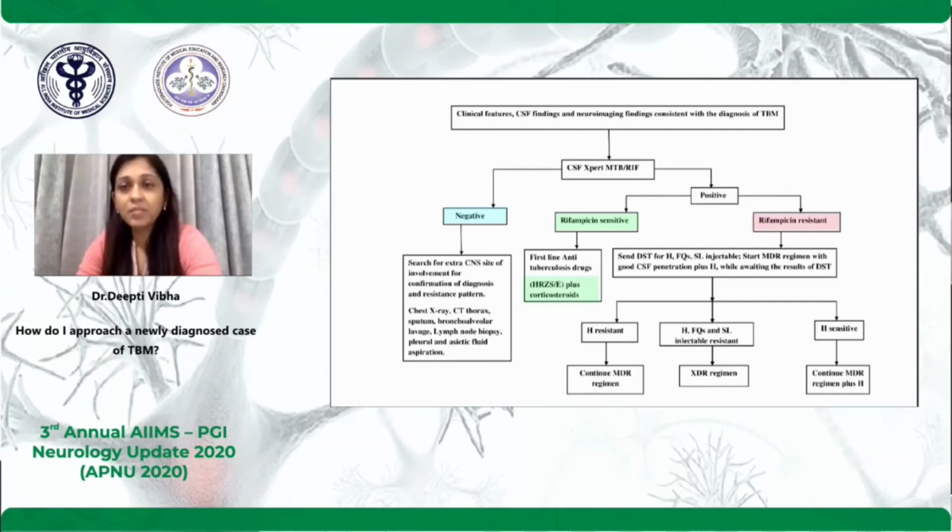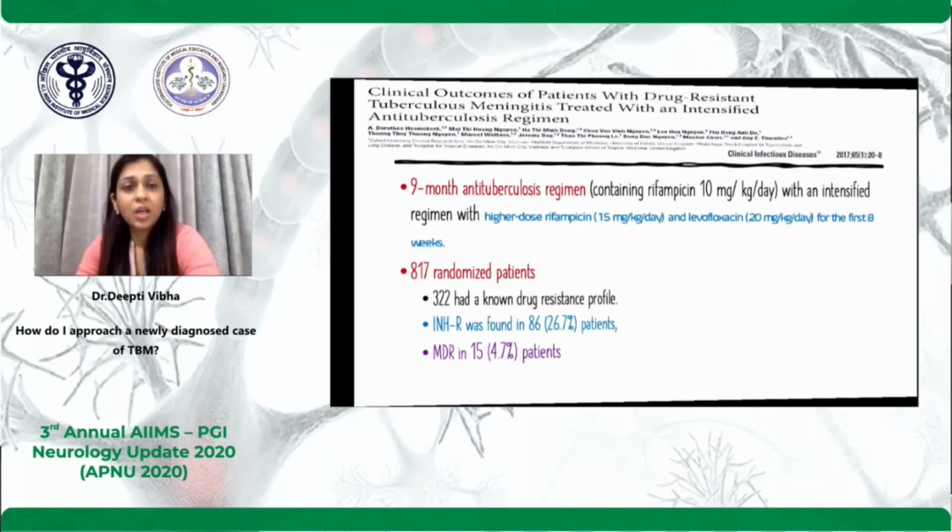If it is rifampicin resistant, you do the drug sensitivity testing. If it is additionally isoniazid resistant, you continue the MDR regimen. If it is resistant to fluoroquinolones as well, then you give the XDR regimen. And if it is isoniazid sensitive, then you continue MDR plus H.